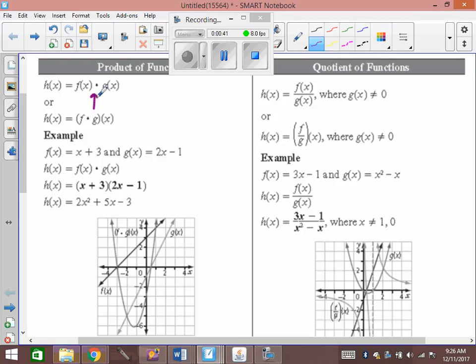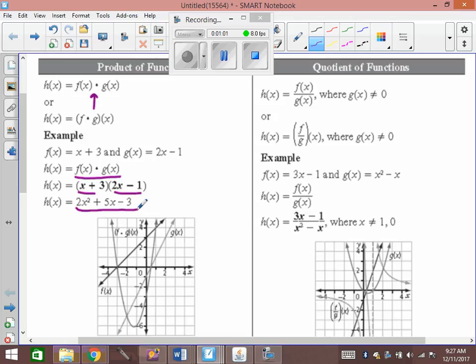The marker. So if we have x plus 3 as f of x and g of x is 2x minus 1, and they want us to find h of x, which is f of x times g of x, we're going to do x plus 3 times 2x minus 1, and we get a parabola, right?